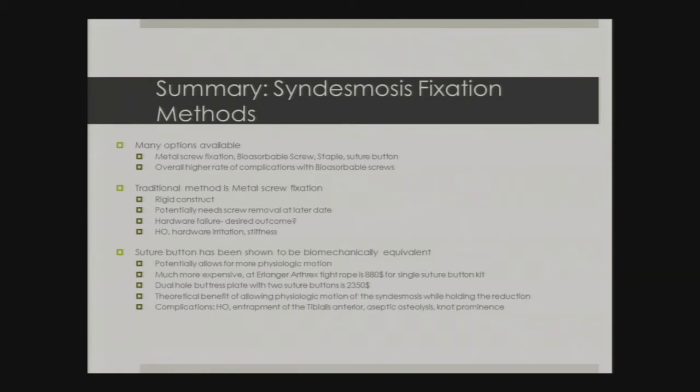So some complications that were unique to the tightrope was entrapment of the tibialis anterior that was noted in a couple studies, aseptic osteolysis at a much lower rate than the bioabsorbable screws, and knot prominence, which the newest generation of the Arthrex tightrope is a knotless construct.